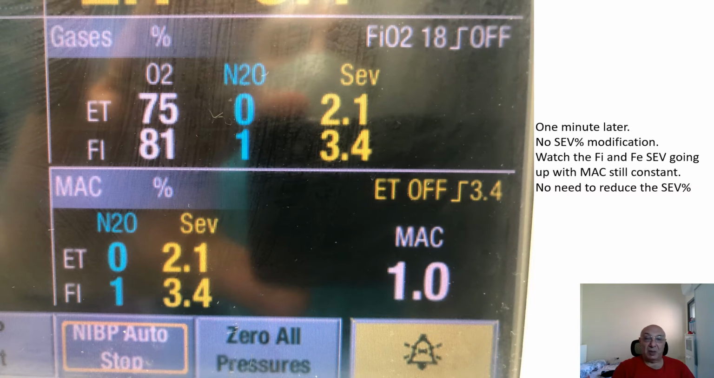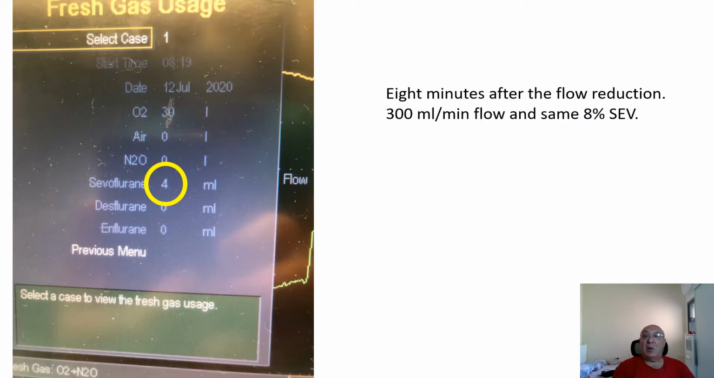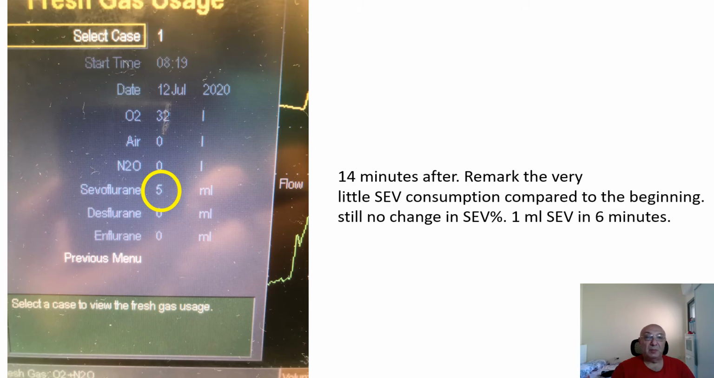And 1 minute later, the same levels of end tidal and fraction of inspired, the difference is the same. They both start going up, but the MAC is still the same, so we didn't touch the sevoflurane at all. Now, 8 minutes after the flow reduction, that is 9 minutes after the beginning of the surgery, only 1 milliliter of sevoflurane was consumed. At 14 minutes, so a difference of 6 minutes between the previous measurement and this one, another 1 single milliliter of sevoflurane was used. So you see, the more the time goes on, the less the consumption is.